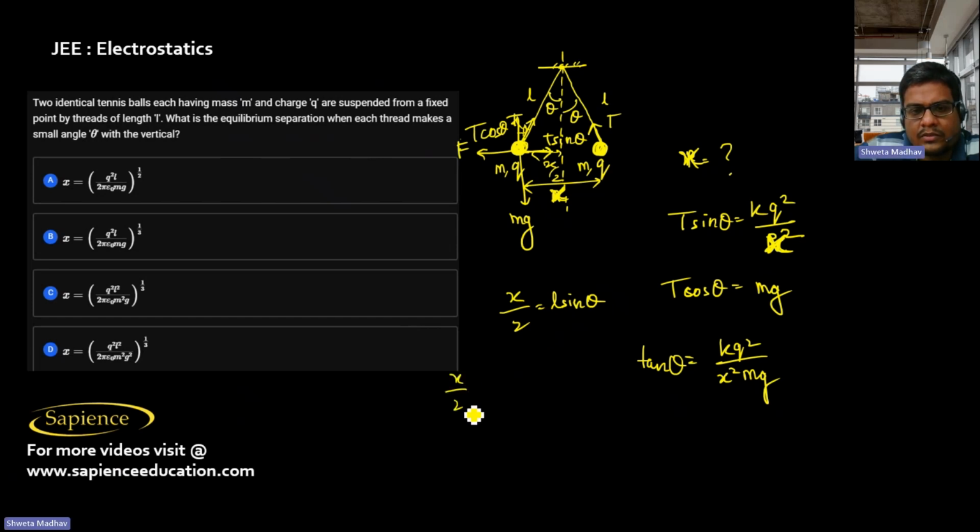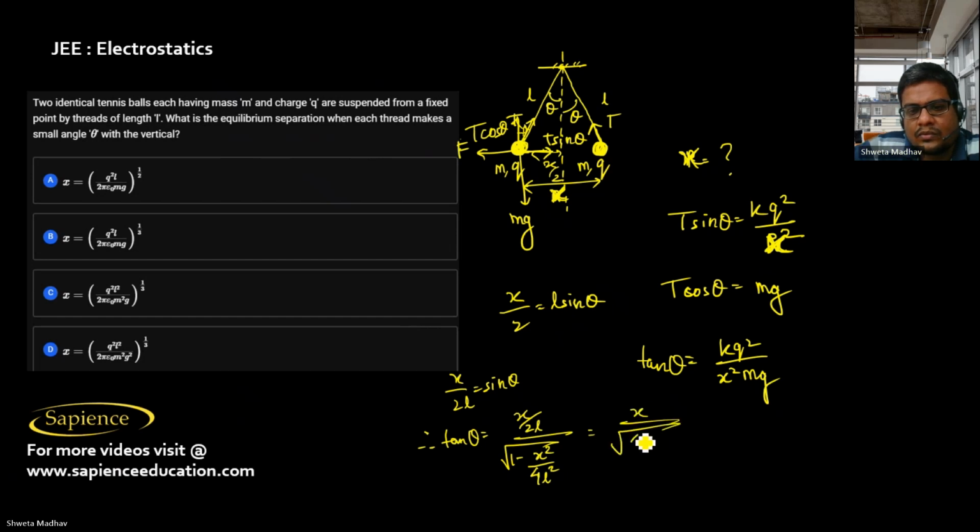So this is x by 2L, that is sin theta. So therefore tan theta will be equal to sin theta by cos theta. So this is x by 2L by square root of 1 minus sin square theta, square root of 1 minus x square by 4L square. So this will be x by square root of 4L square minus x square.